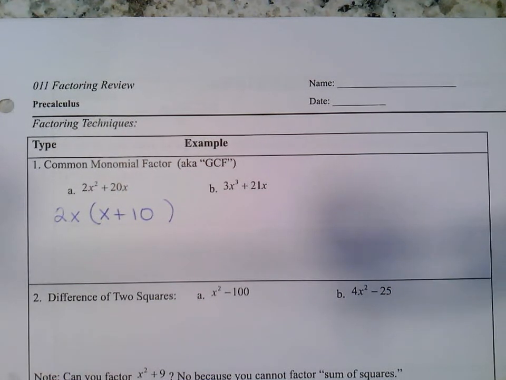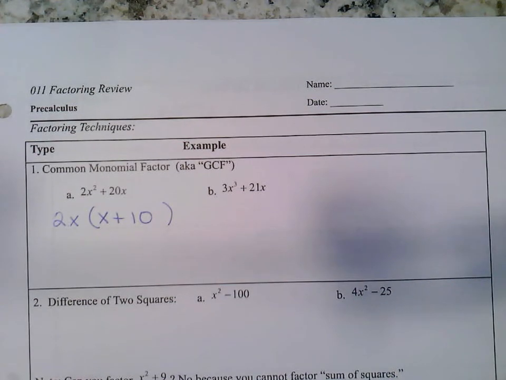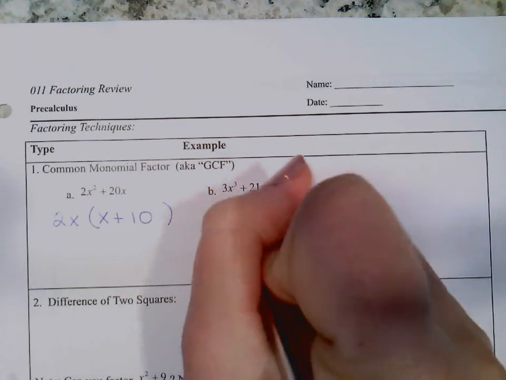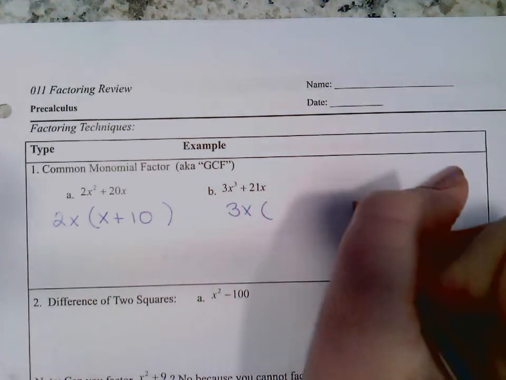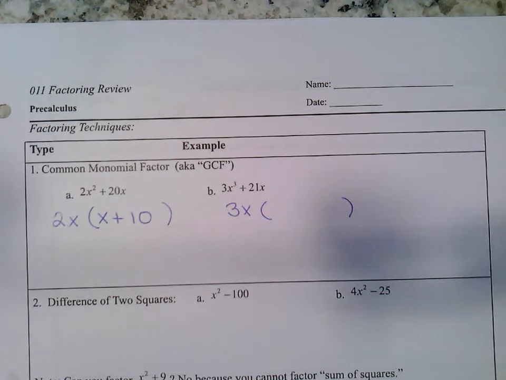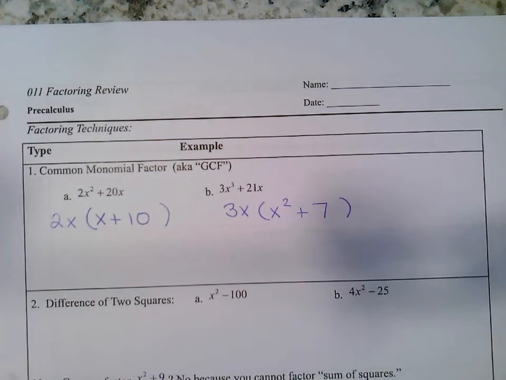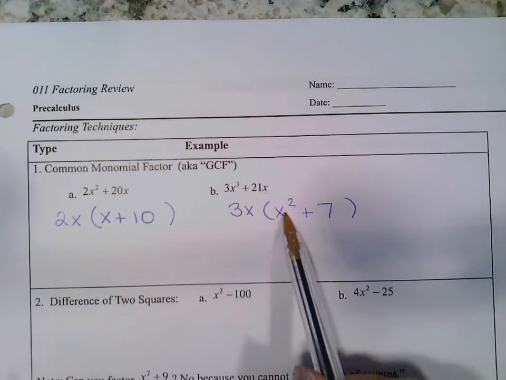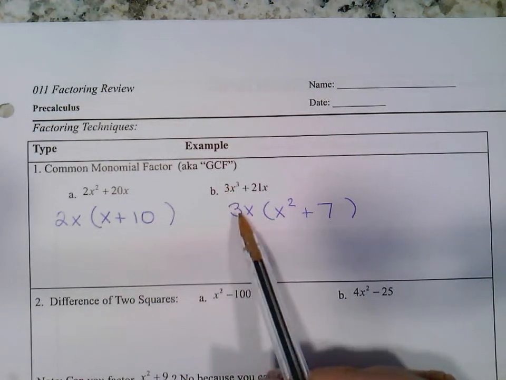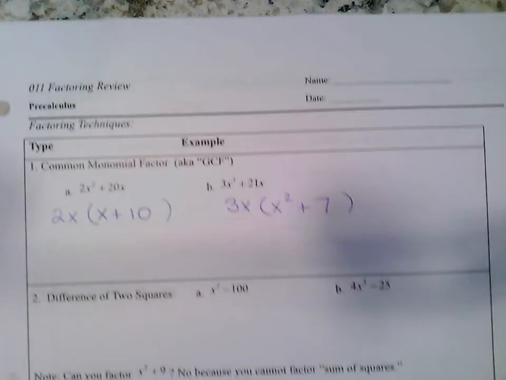So in part B, you should be thinking in your head, okay, what is my greatest common factor? So my greatest common factor is 3x because I can divide each of these terms by 3x. What will I have left? X squared plus 7. And I can check my answer. 3x times x squared is 3x cubed. 3x times 7 is 21x. So that's the greatest common factor method.